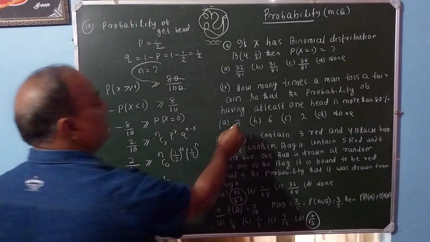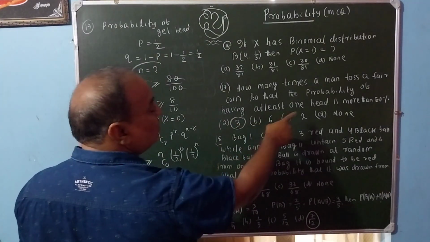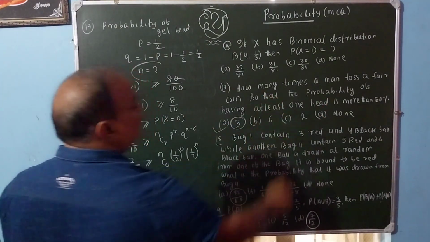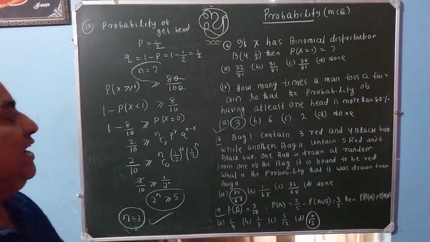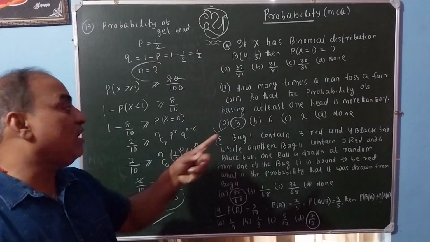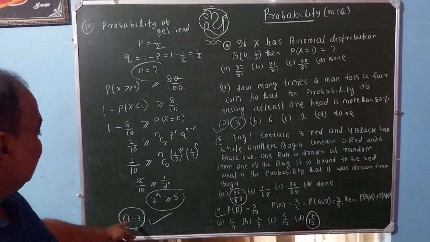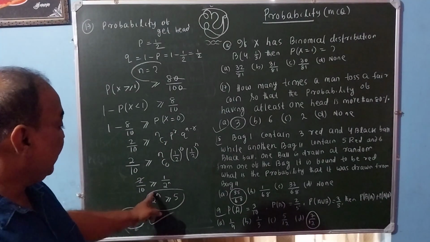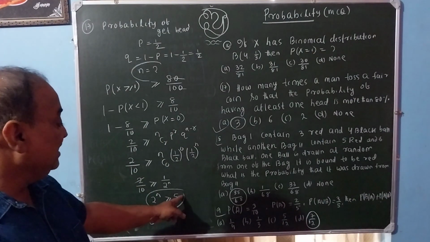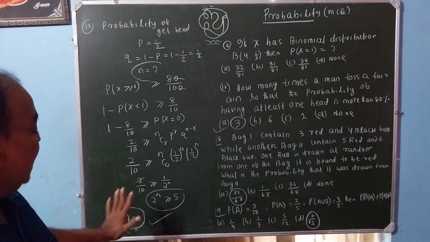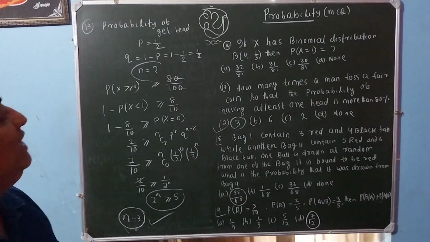So what is in our choice? It is 3, 6, 2, none. So the minimum number of times a coin is tossed so that the probability is more than 80%. So n is equal to 3. For n is equal to 3, it is true. So the answer will be 3.